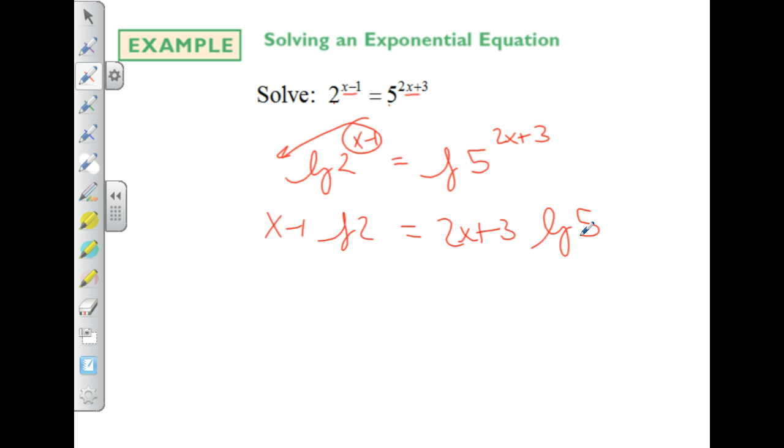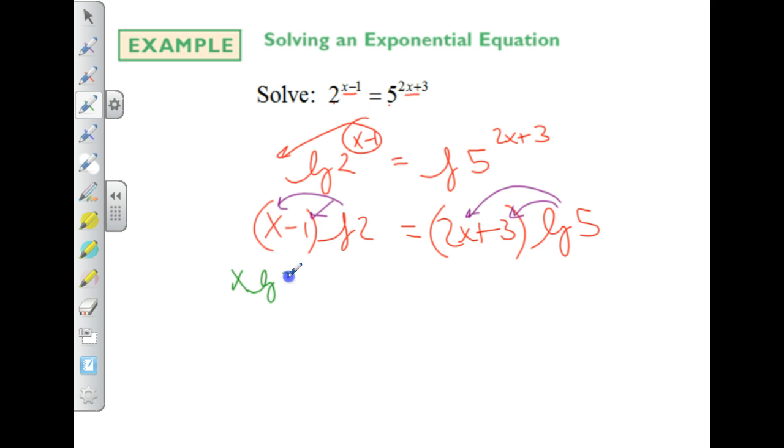Now, to solve for x, my suggestion would be get all the x's on the same side and factor out an x. Wow, that's a tough problem. I'm going to actually distribute these things, I believe. There might be an easier way, but I'm not seeing it right now. So x log 2 minus log 2 is equal to 2x log 5 plus 3 log 5.